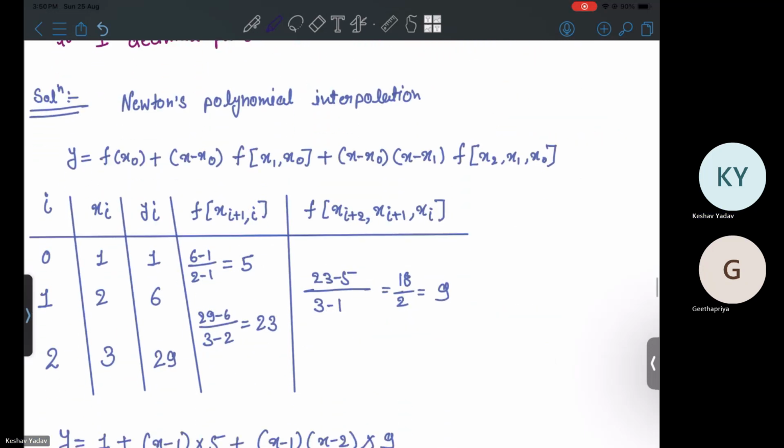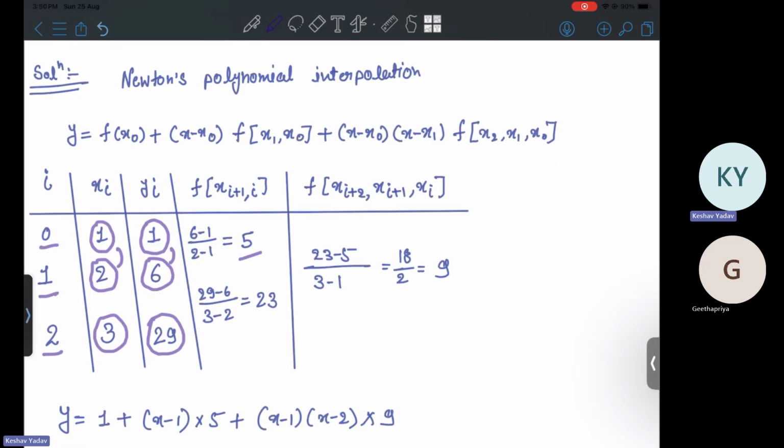So here we have 3 points, 0, 1, and 2. x0 is 1, x1 is 2, and x2 is 3. y0 is 1, y1 is 6, and y2 is 29. So simply the difference of this divided by difference of this will lead to f[xi+1, xi], that will be 5 and 23. Now if we take the difference of this and this and divide by the difference of this point, this and this, then it will lead to what? Then it will lead to value 9.